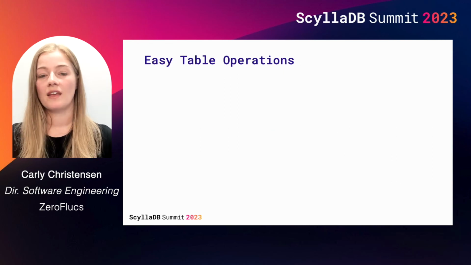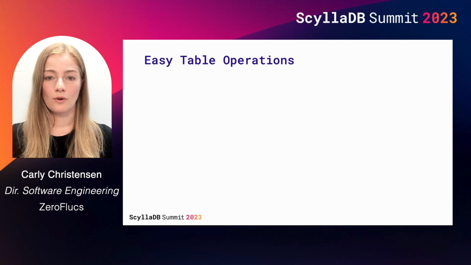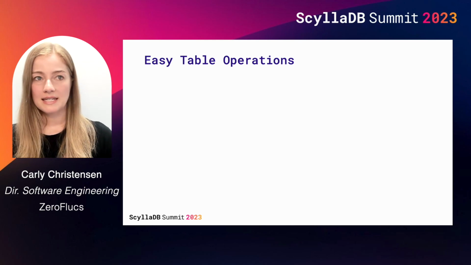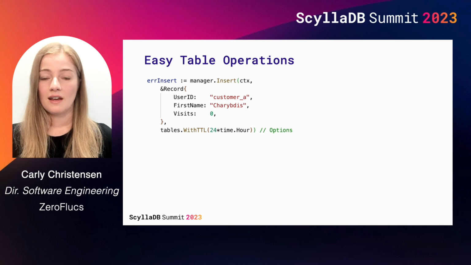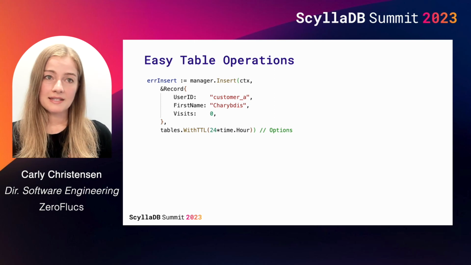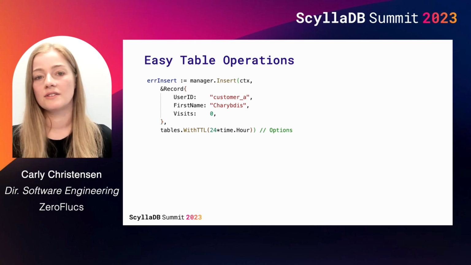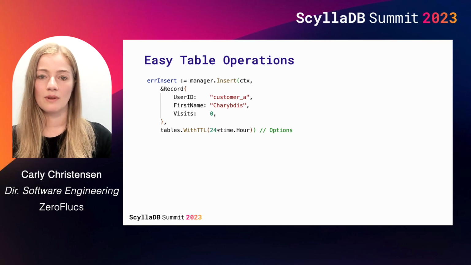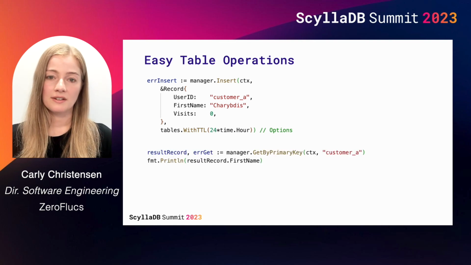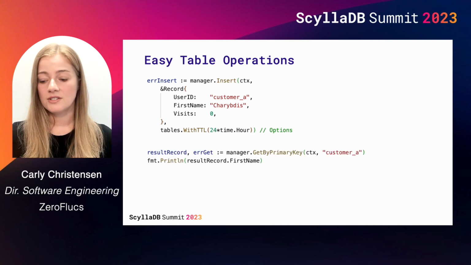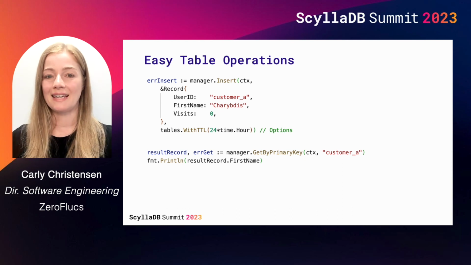That table manager can then also be used to call the simplified functions for table operations. So here's an example of an insert statement, and all we require is a definition of the data that we want to insert, and we can call manager.insert, and it will all be done for you. In this example, we also have applied a TTL to that record with a very simple additional option. To retrieve that record, we call manager get by primary key, and just include the values of all of the primary keys in order in that request.